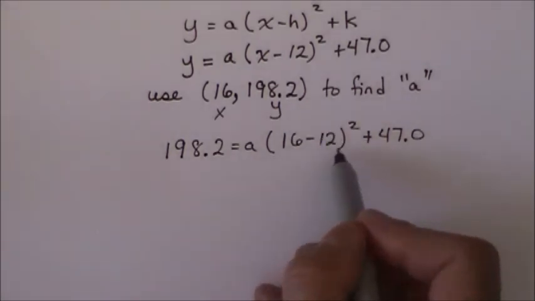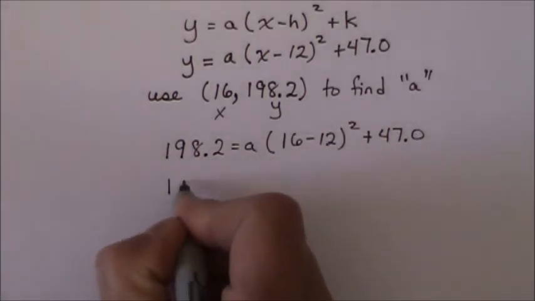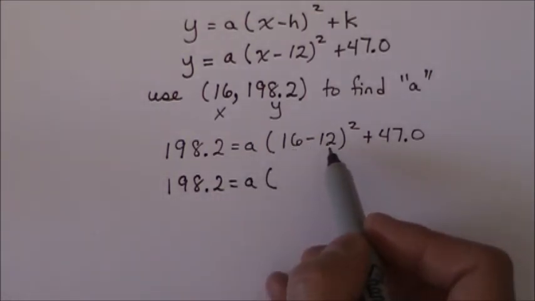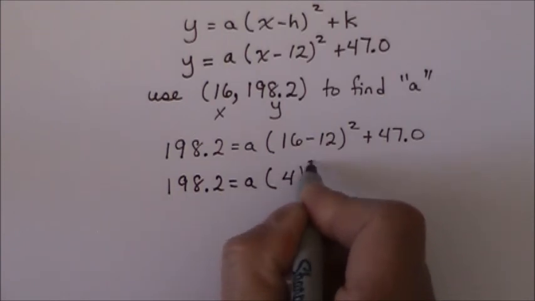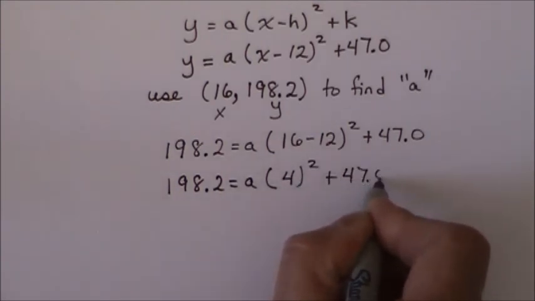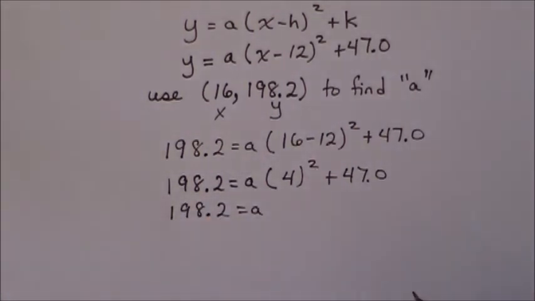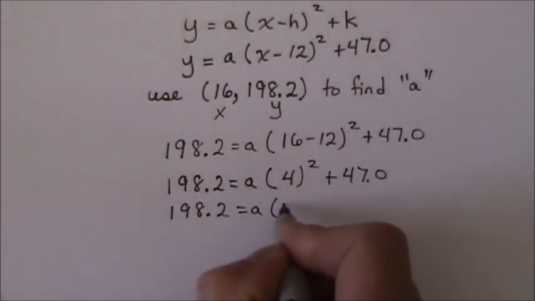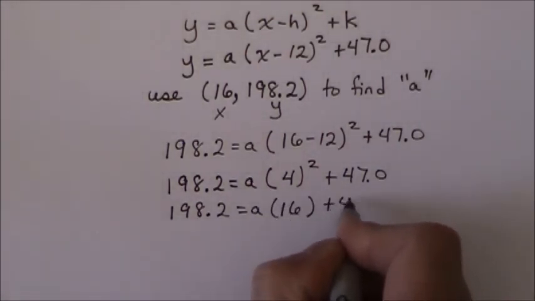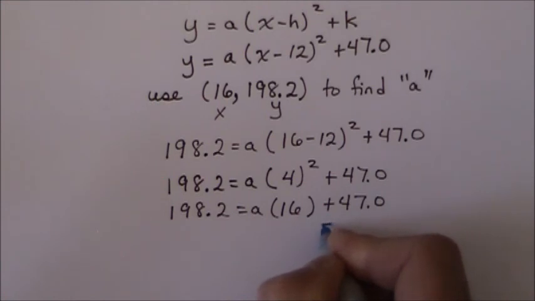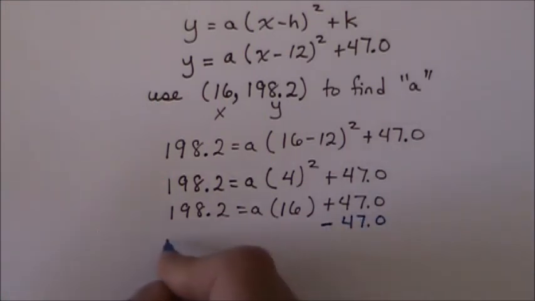So simplifying this part, we get this down to one single number. We have 198.2 equals a times 16 minus 12, which is 4 squared, plus 47.0, and then 198.2 equals a times 4 squared, which is 16, plus 47.0. Now we're down to needing to move numbers away from a. The number farthest away from a is the 47. It was being added, so we're going to subtract 47 from both sides.